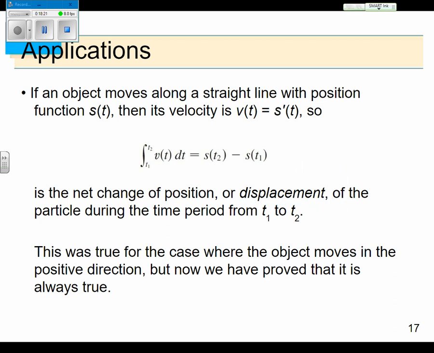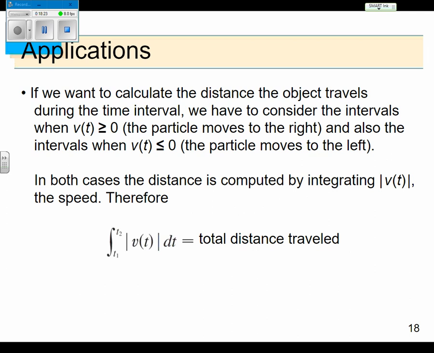If I'm wanting to know the distance, I've got to do a little bit of math with it. I've got to use this absolute value of v, and that's going to tell me the total distance traveled. And I'm going to work an example with that here in just a minute.